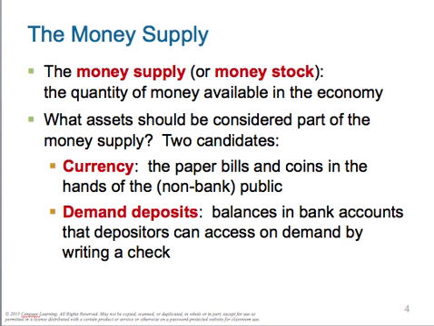What assets should be considered part of the money supply? Well, there are two candidates. First, there's currency. The paper bills and coins in the hands of the non-banking public, okay, the currency that's in circulation, not in the bank. Then there's demand deposits, the balances in bank accounts that depositors can access on demand by writing a check. Technically, they're not in circulation, but they're demand deposits.